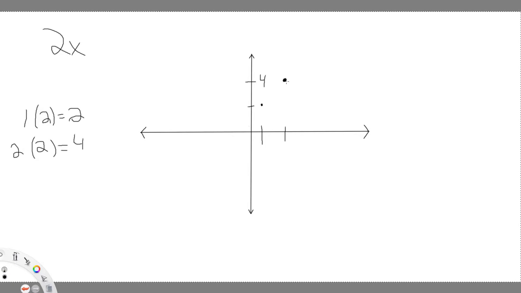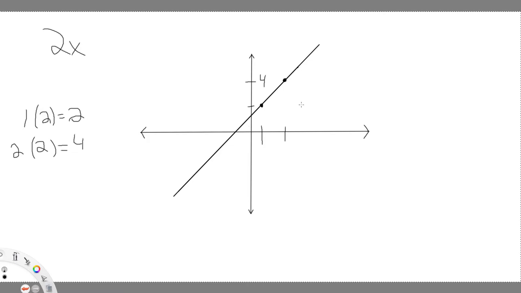Now, I told you this is a linear function. And linear functions always graph as straight lines, meaning we only really need 2 points in order to determine the graph of it. Now what we can do is get our ruler tool and just draw a straight line through these 2 points. That's what we've got.